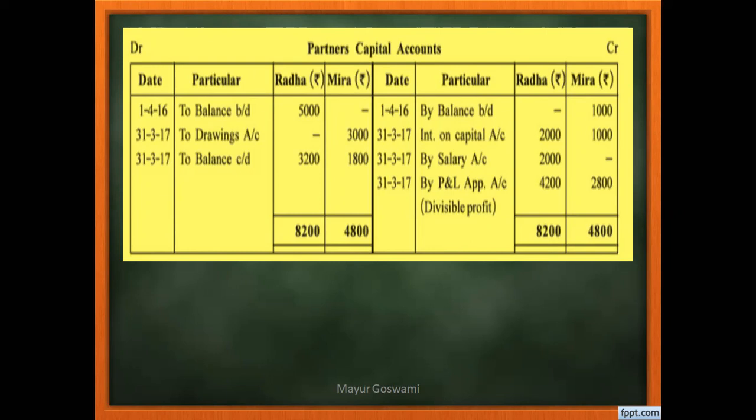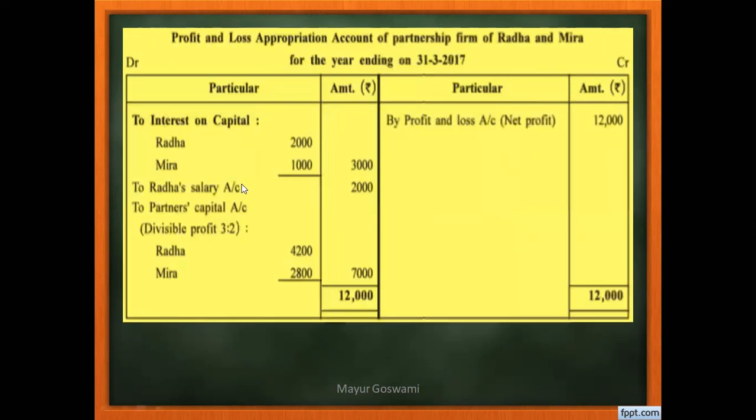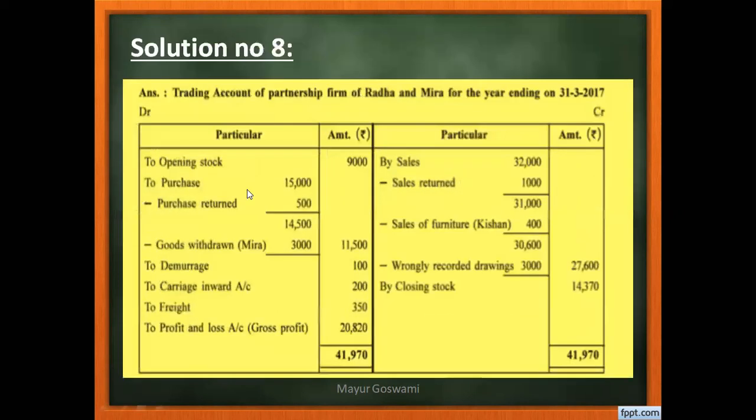Then purchase we have given. Come to the trading account debit side. Trading account debit side, write to purchase. Two adjustments we have. So in the inner column 15,000. One line underline, two line underline.